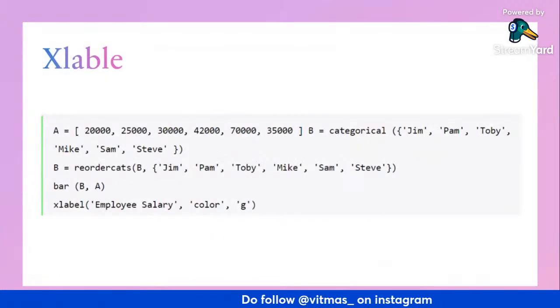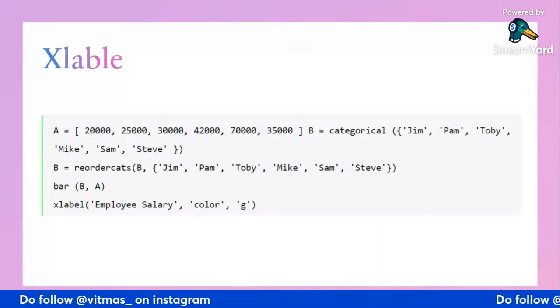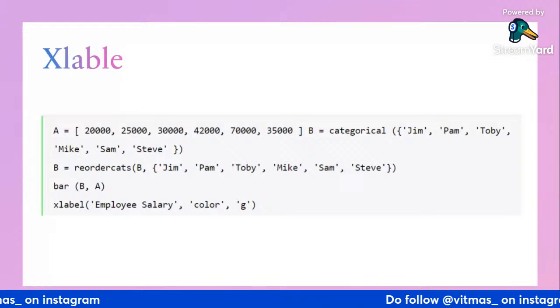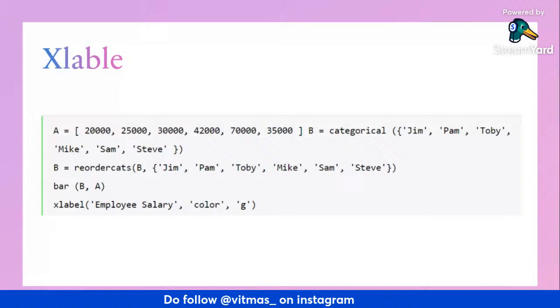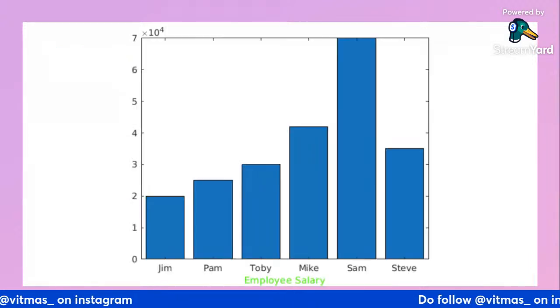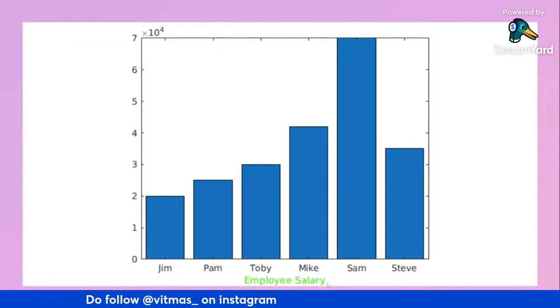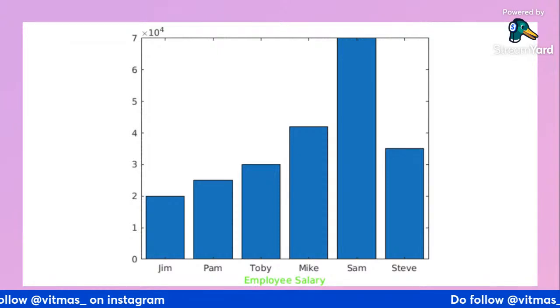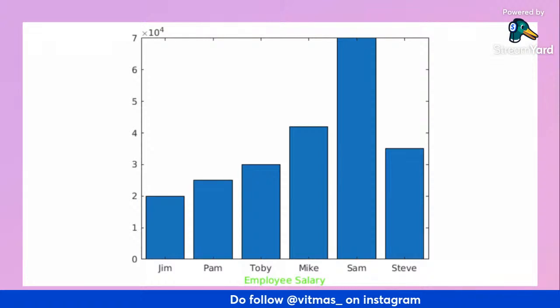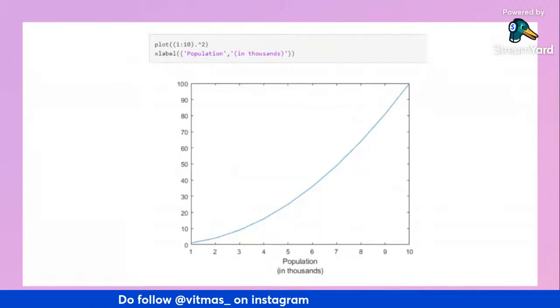Then what is x label, y label? Okay, you have a graph. Let's compare this part. A is equal to, you have given a different thing, then you have given a different category, and B, and again a different category, and you are making a bar graph of the different variables. And x label employee salary, color, and G. You are specifying the color and you say it is green. x label is nothing but labeling your x axis: employee salary in green color. Hope you understand this point.